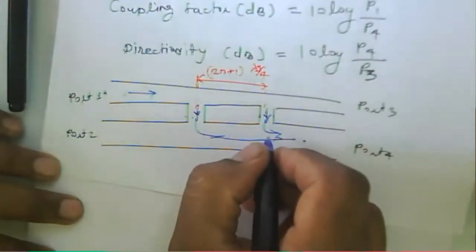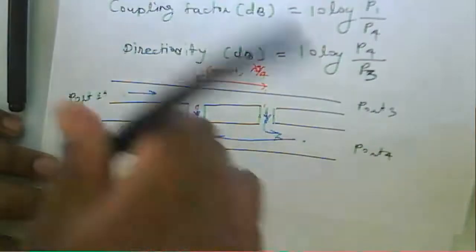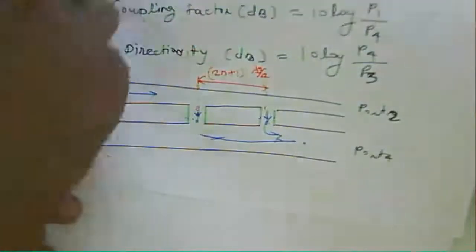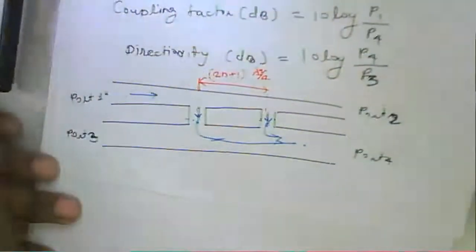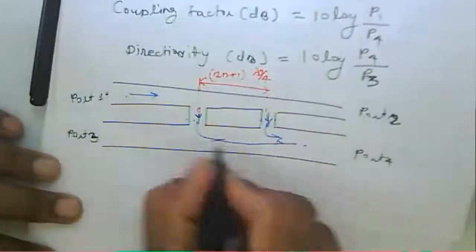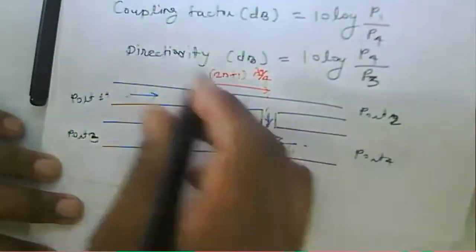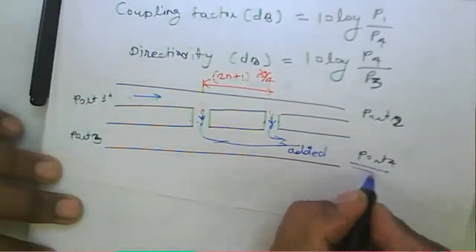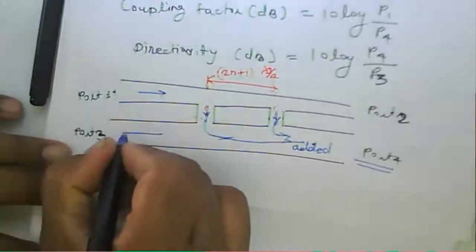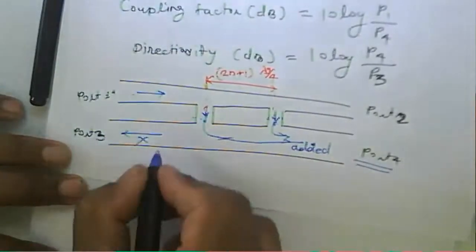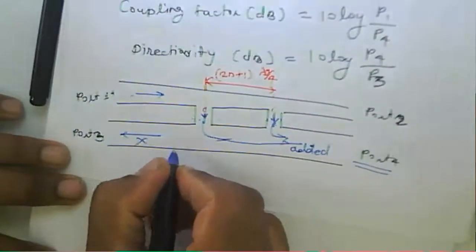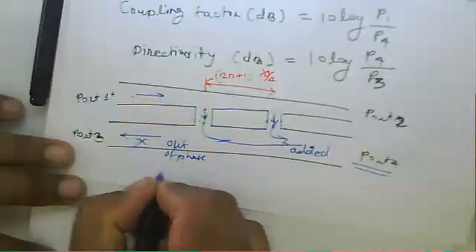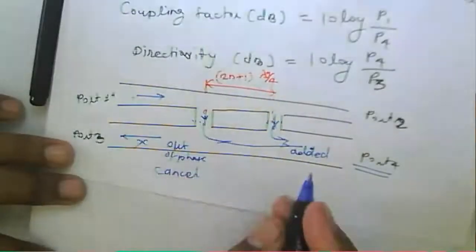But there is no output added at this port, sorry, I just mentioned that this is port 2, and this is port 3. Now, when we provide the input to port 1, output is available to this secondary arm. But here it is added. That's why output is available at port 4. No output is available at this port, because the output is out of phase. So that's why it cancels.